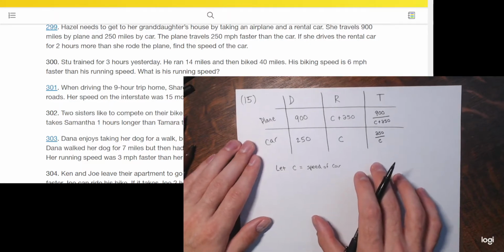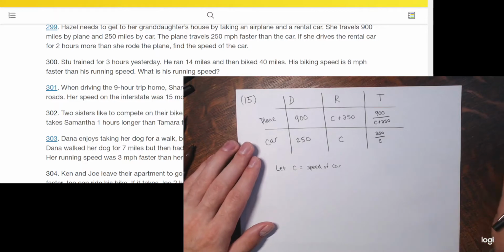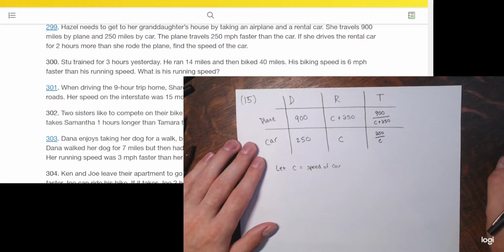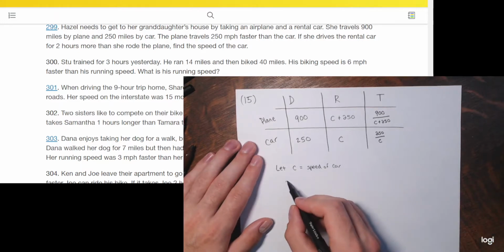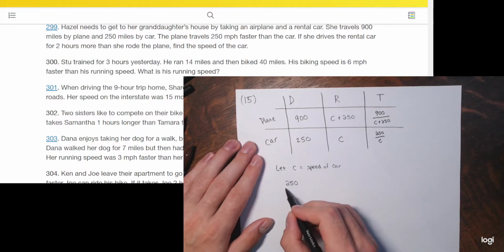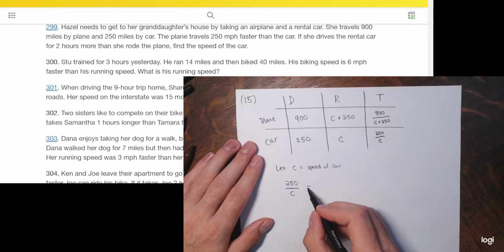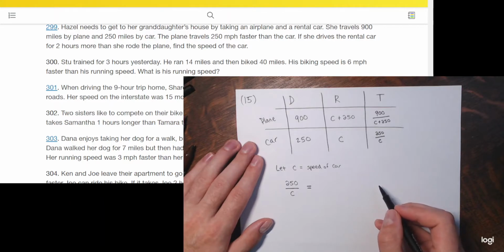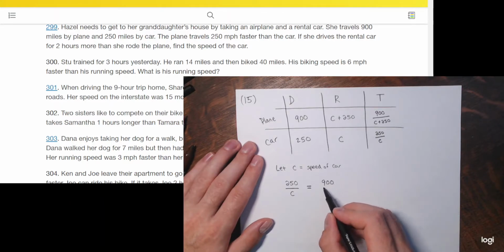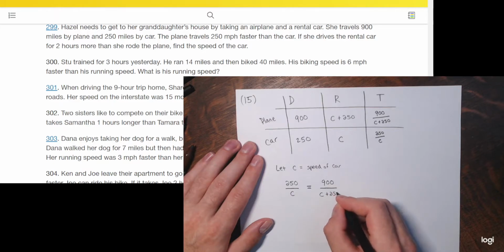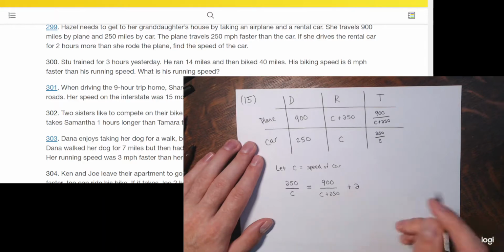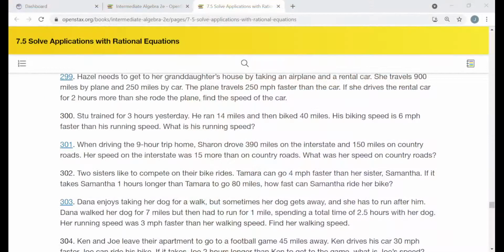And then the last sentence, before find the speed of the car, it says she drives the car for 2 hours more than she rode the plane. So the time in the car, 250 divided by C, is 2 more hours than the time in the plane. So the time in the plane, 900 over C plus 250, then plus 2. And I'll make this bigger.